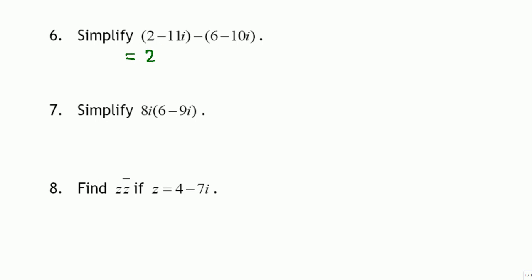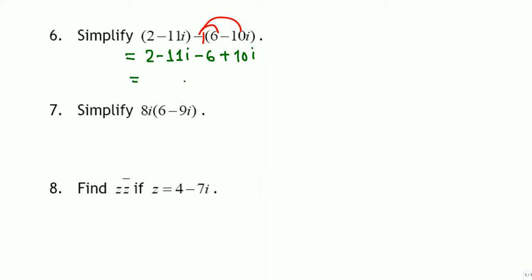So just 2 minus 11i. The minus means in fact negative 1, so we need to distribute negative 1. Negative 1 times 6, negative 6. Negative 1 times 10i, negative times negative, positive 10i.